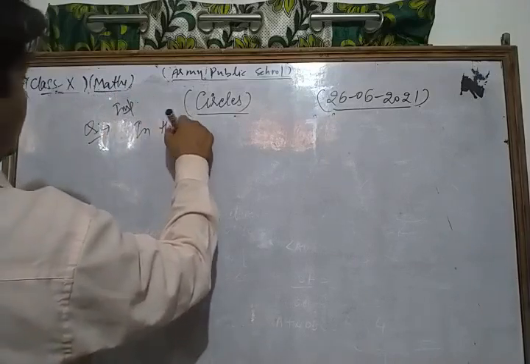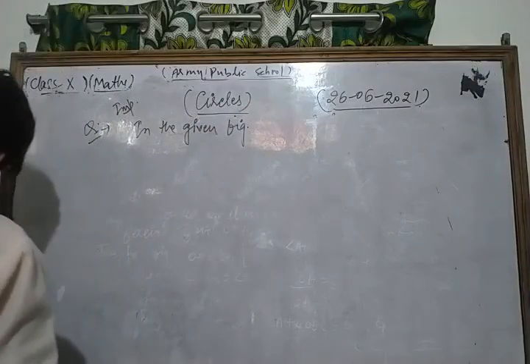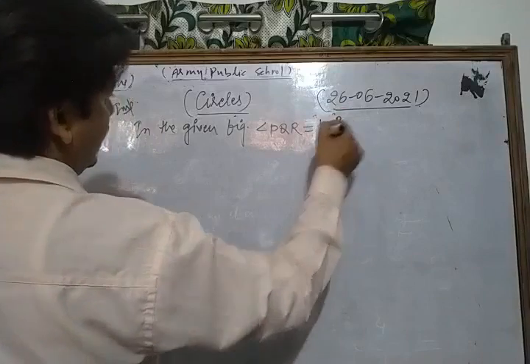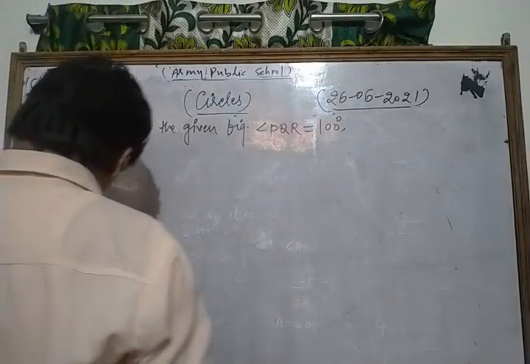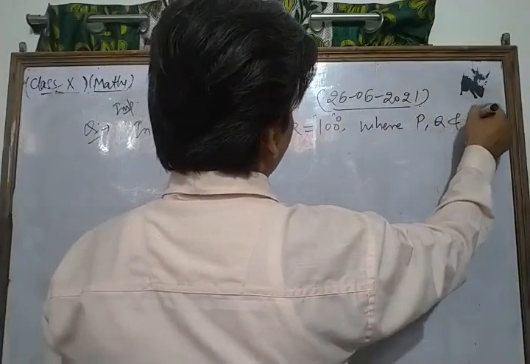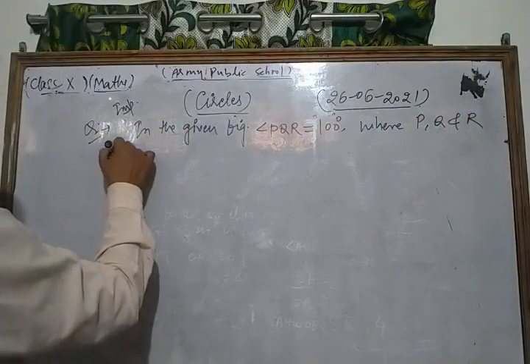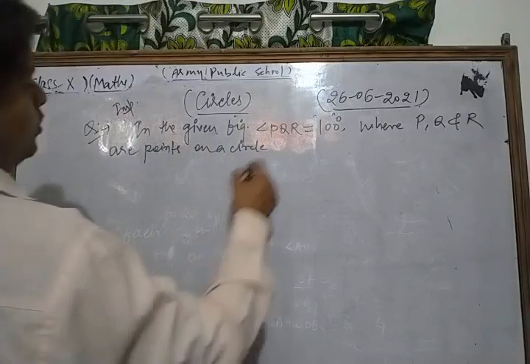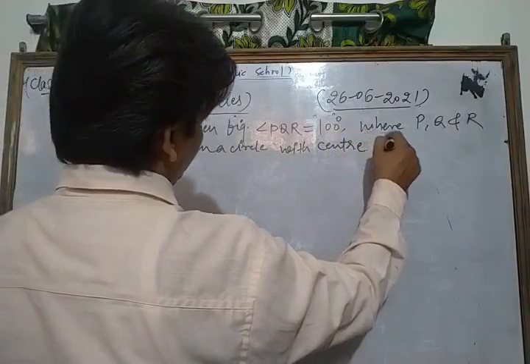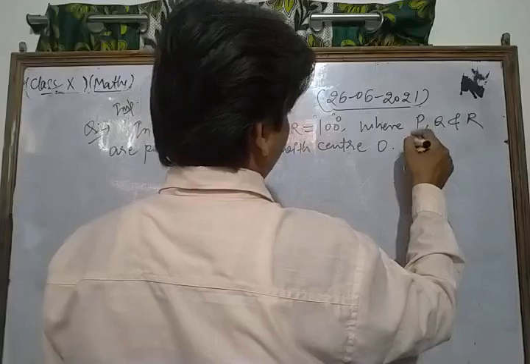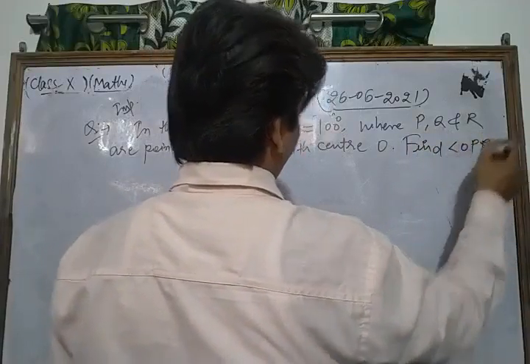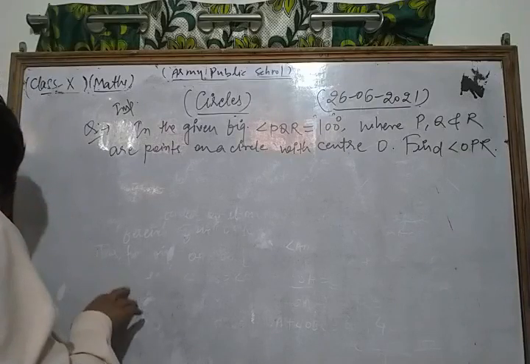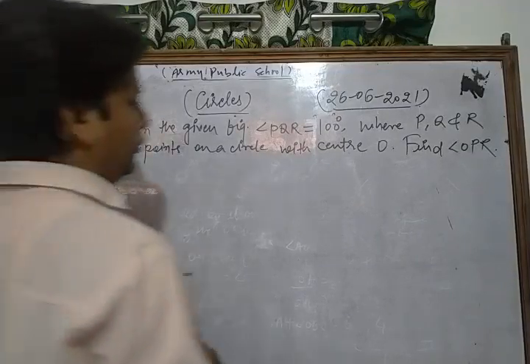In the given figure, angle PQR is 100 degrees, where P, Q and R are points on a circle with center O. Find angle OPR. Now your figure is, let's see.